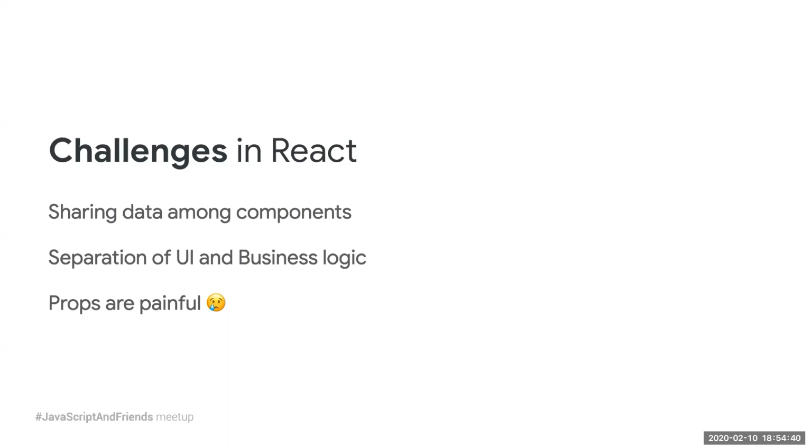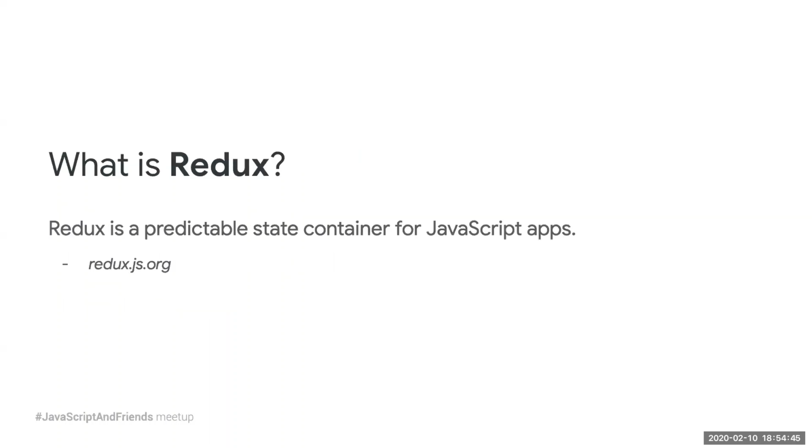So as I mentioned, sharing data among components is hard, and that's where we introduce Redux. Redux is a predictable state container for JavaScript apps, and it's simply a PubSub model implemented in JavaScript. What it provides is one single global store in which you can store all your information, and that information can be accessed by any component which connects to that store, and then they can have the data available with them.